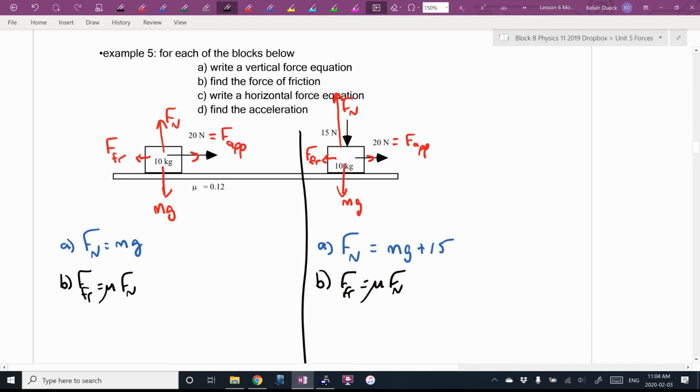Hey, what's mu? What's mu in this particular question, according to the little picture they gave me? 0.12? Okay, so I'm going to say friction is 0.12. Oh, Serenity, I don't know the normal force. Oh, but look, which force is the same size as the normal force? mg. So it's going to be 0.12 times 10 times 9.8.